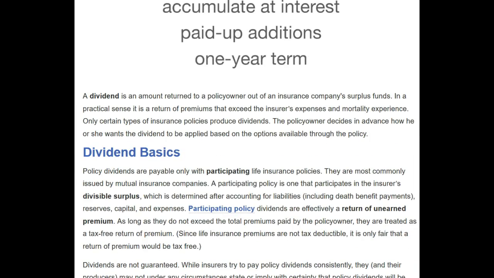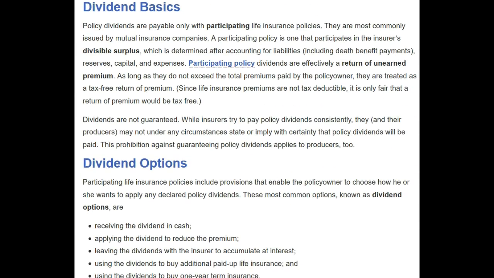A dividend is an amount returned to the policy owner out of an insurance company's surplus funds. In a practical sense, it is a return of premiums that exceed the insurer's expenses and mortality experience. Only certain types of insurance policies produce dividends. The policy owner decides in advance how he or she wants the dividend to be applied on the options available through the policy. Policy dividends are payable only with participating life insurance policies. They are most commonly issued by mutual insurance companies.